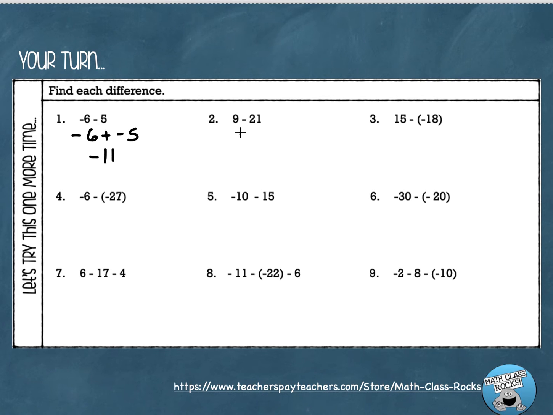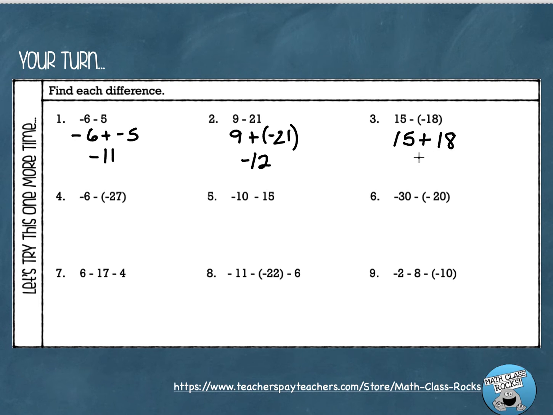For number 2, I'm going to change this to 9 plus negative 21. My signs are different, so I'm going to subtract. 21 minus 9 is 12. Since I have more negatives than positives to begin with, since 21 has the larger absolute value, my answer is negative 12. My next one, as an addition problem, is going to be 15 plus positive 18.